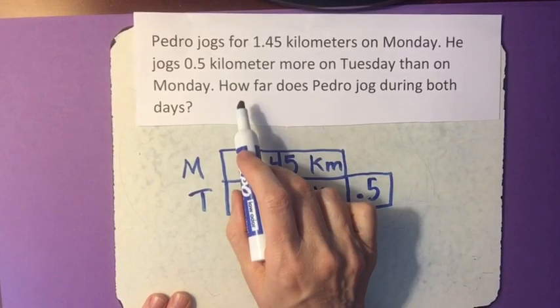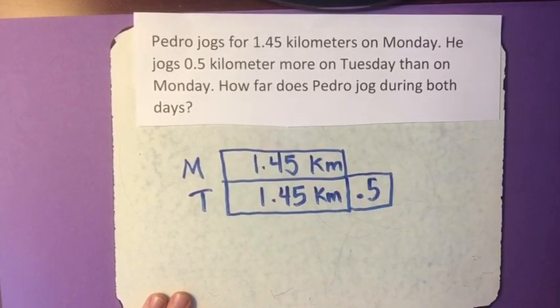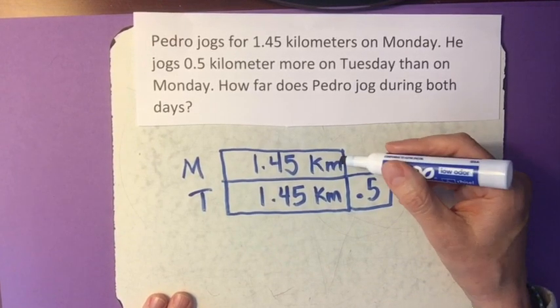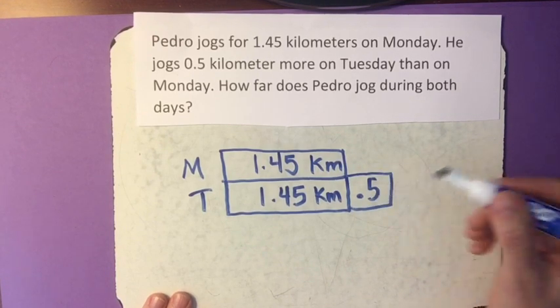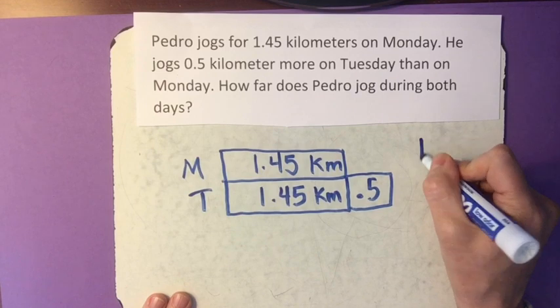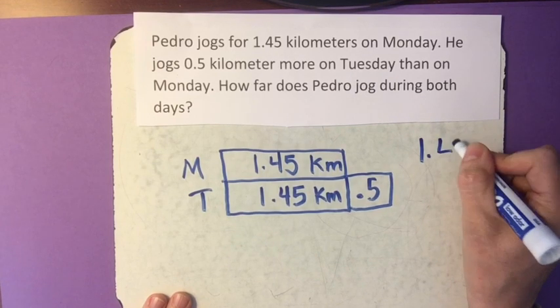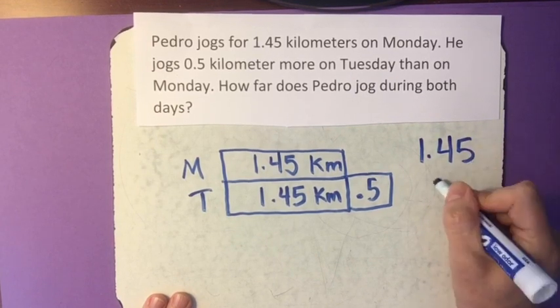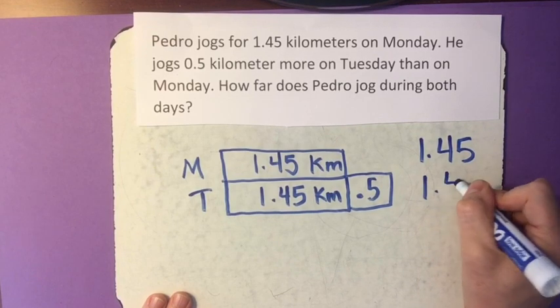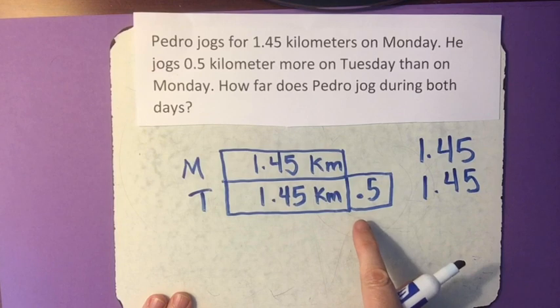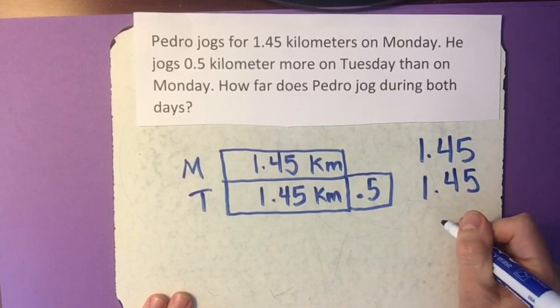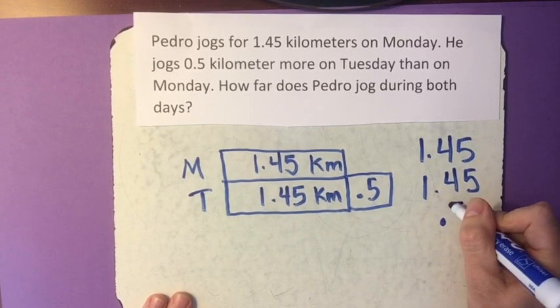So that's what we need to figure out, is how much altogether. So here it says, how far does Pedro jog during both days? So your job now is to say, well, he did this much on Monday, this much on Tuesday, and this much more on Tuesday. So we need to write that down as an addition problem. So we're going to do 2 of these, and then he went 5/10 more. So we're going to write 5/10.